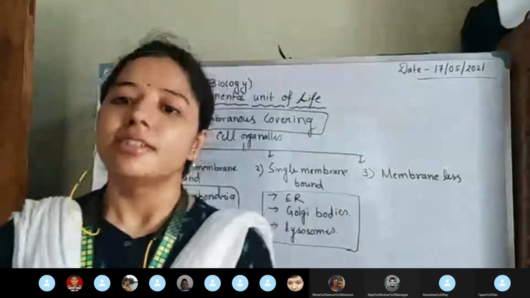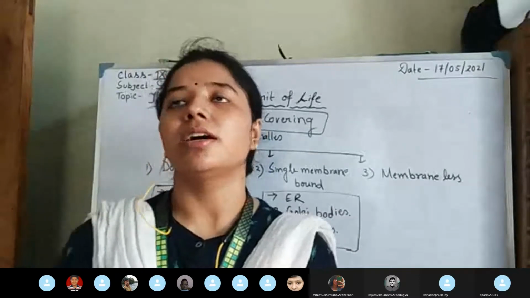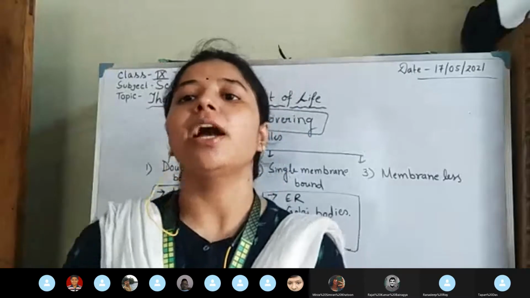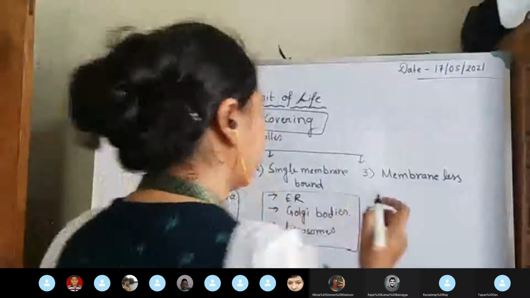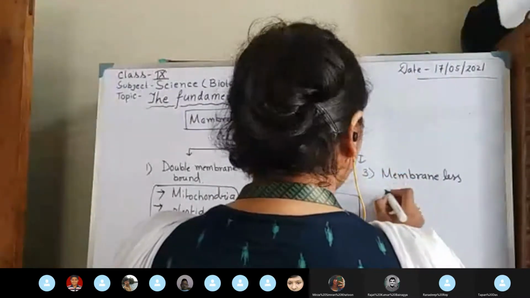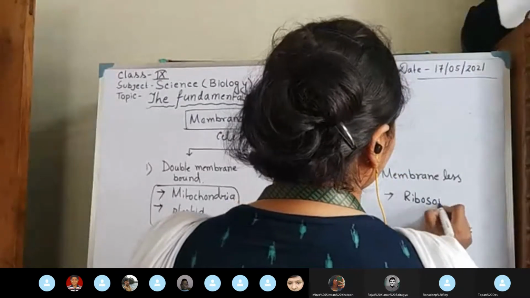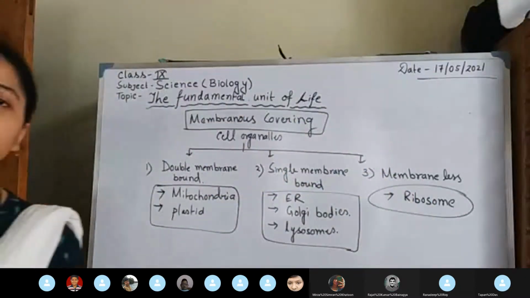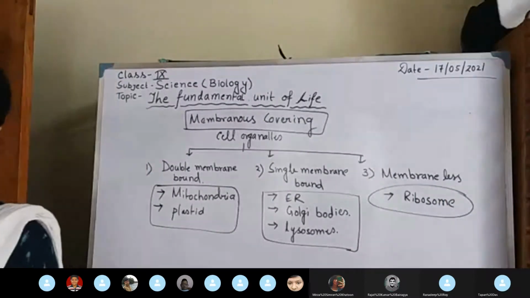But vacuoles actually come under cell inclusion, or the non-living part of the cell. So here I am not mentioning this. Okay, here you can also say vacuole. Now comes membraneless. In the membraneless category there is only one organelle, that is called ribosome. So that is the membraneless organelle.